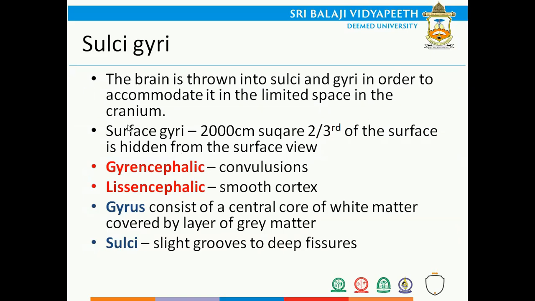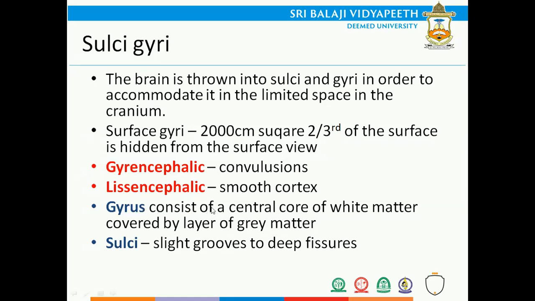Okay. So why has the brain been thrown into convolutions? It has been thrown into convolutions to increase the surface area, and just because it has many sulci and gyri, we give it a name called gyrencephalic. Gyrencephalic brain means the brain that has been thrown into a large number of sulci and gyri. What is lissencephalic? Lissencephalic means a brain with smooth cortex, wherein there is no proper sulci and gyri formation, and if the cortex itself is smooth, it is called a lissencephalic brain.